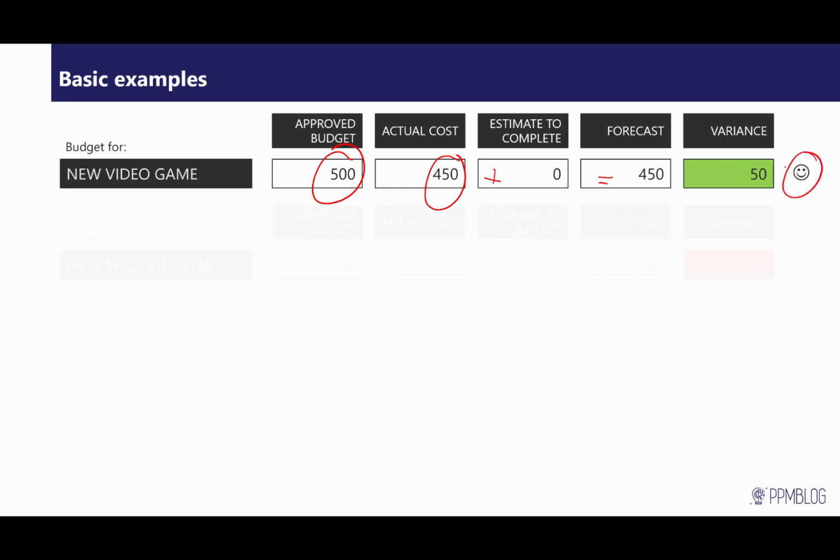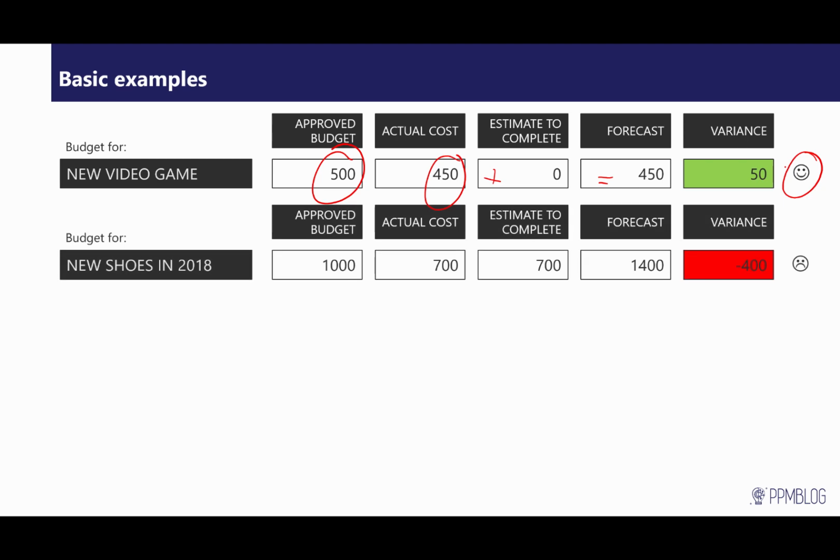So we are happy. Now it could also be a matter of going out and buying shoes. So that could be kind of like a portfolio. So for all of 2018, you're allowed to buy shoes worth 1,000 USD. And currently we have spent, let's say, 700 USD halfway through 2018. But we have an estimate to complete at the same number, also 700 USD. And if we add those two together, we get 1,400 on the forecast. And if we compare that to the 1,000 approved, we have a minus 400 USD. So we are not happy.